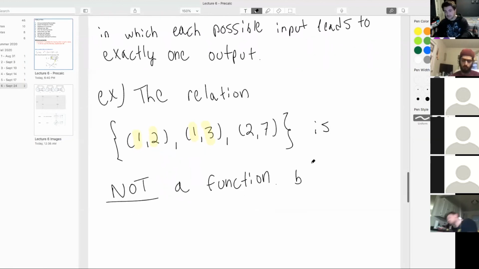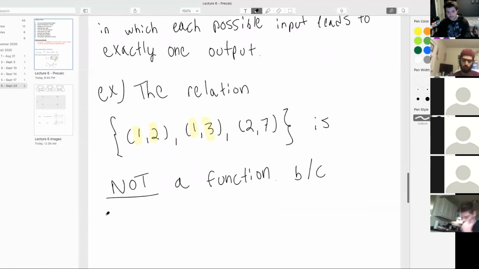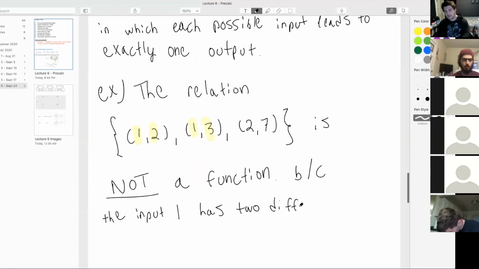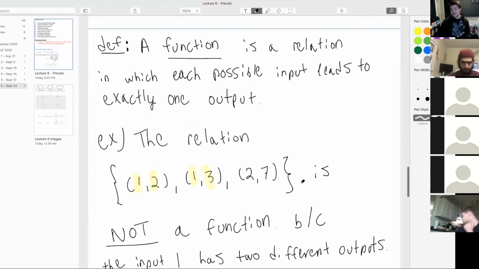All right, so I'm just gonna write that because the input 1 has 2 different outputs. So I hope everyone sees that. I have the input 1 going to 2 distinct elements. It's going to 2 and it's going to 3. That violates the definition of a function.